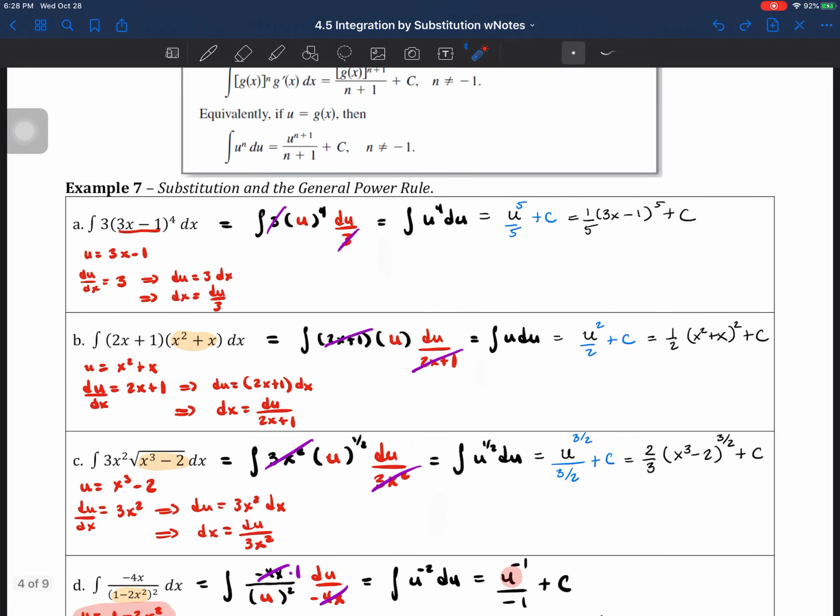So u substitution and the general power rule. What I did here is, as an exercise, I found what was my inside function. So that was 3x minus 1. I noticed my outside function is the power of 4. Now what I did here was then we have the derivative of this will be 3 minus 0. So that pretty much tells us that our differential of u will equal 3 times dx.